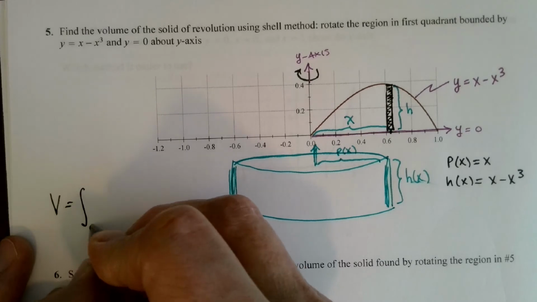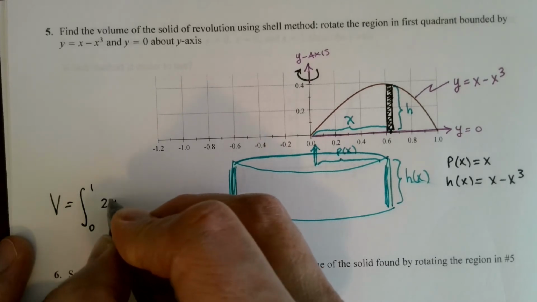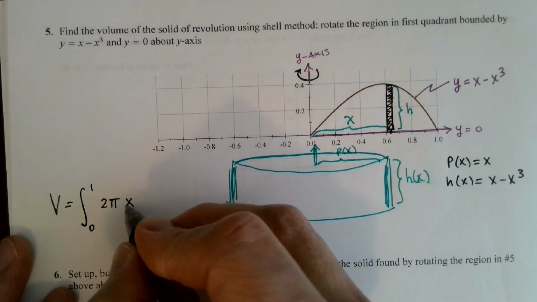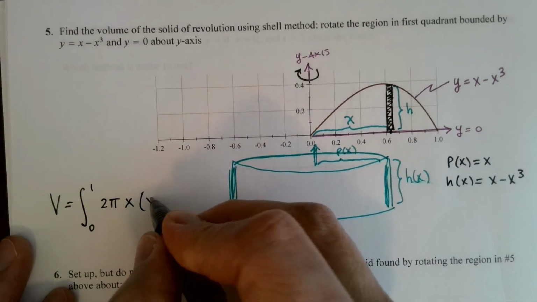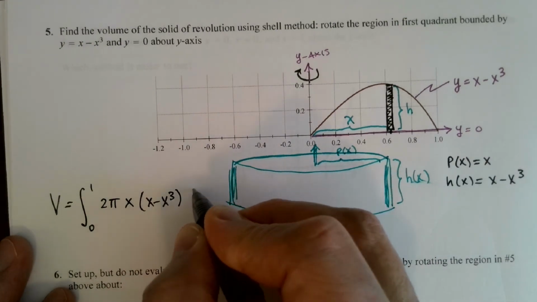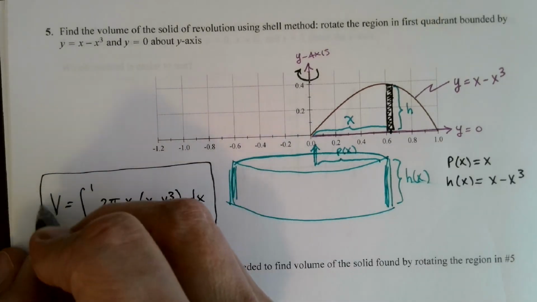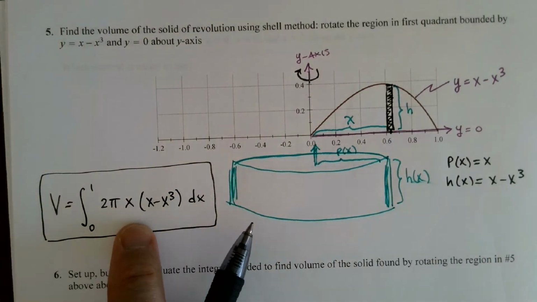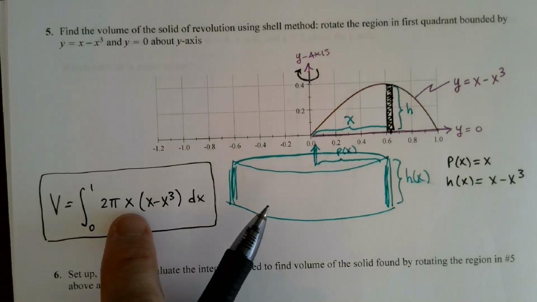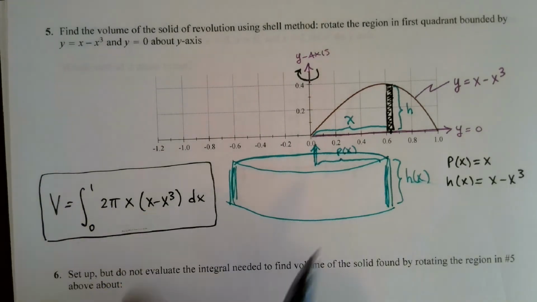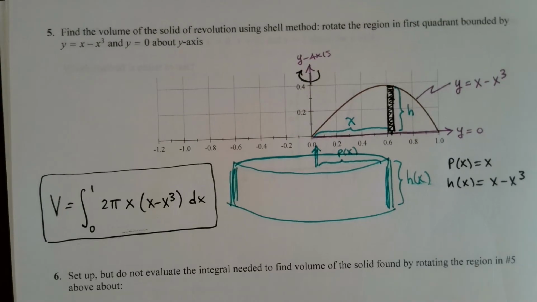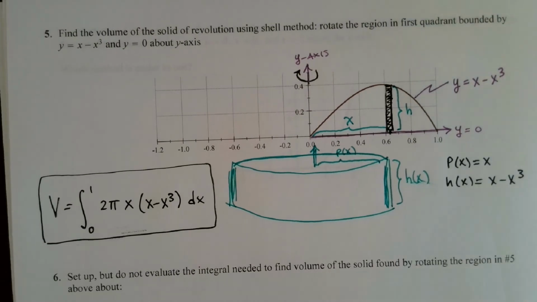So I've got from 0 to 1, 2 pi, p of x is x, times h of x, x minus x cubed dx. Now I'm just going to set this up. You can, of course, evaluate this integral. It's not that hard. Pull the 2 pi out, distribute the x, you get x squared minus x to the fourth, and just integrate that from 0 to 1. It's pretty easy to do.